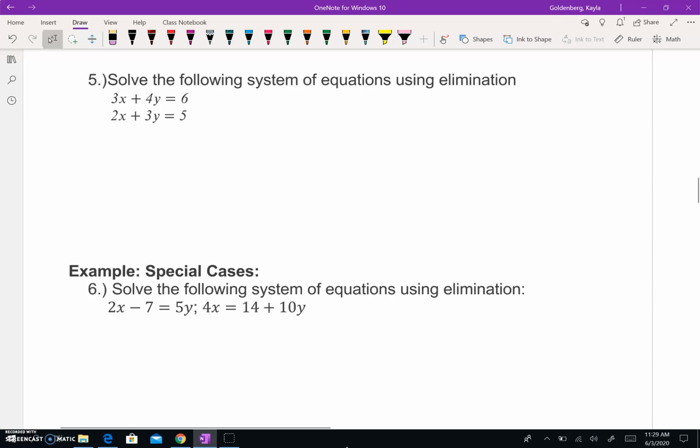So what I want to do is I want to make my coefficients match and one be positive and one be negative. So I'm going to take my first equation and I want to make them maybe both 6. So I'm going to do that times 2. My bottom one, I want to make the 2 into a 6, so I need a -3 if I want one to be positive and one to be negative.